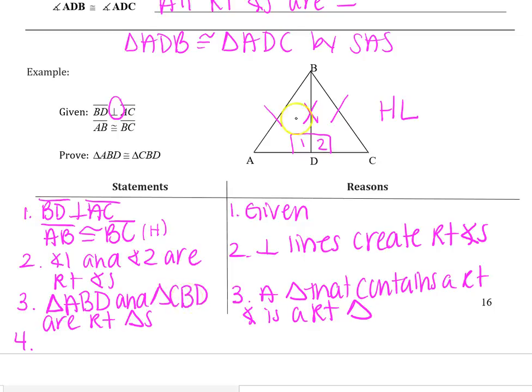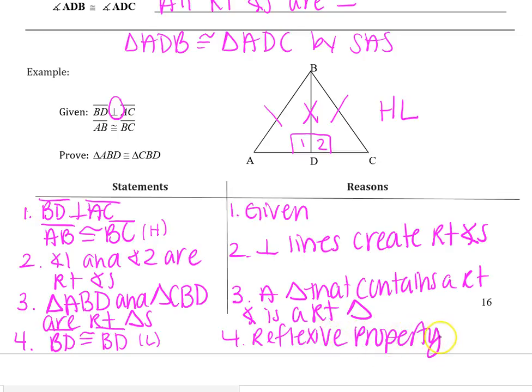I also have to talk about the leg still though, right? So BD is congruent to itself. So there's the leg I was looking for, and that's because of reflexive. It's that shared side. Okay, so now I've talked about everything I have to talk about. I've got the hypotenuse, I've got the leg, and I've got the fact that it's a right triangle, which is important. So now I can say that triangle ABD is congruent to triangle CBD, and that's by hypotenuse leg.